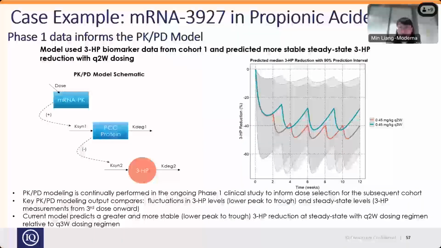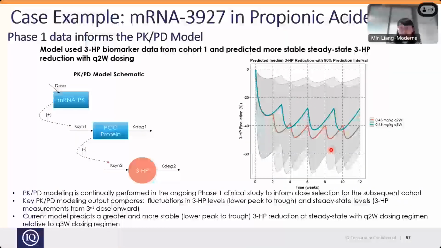PKPD modeling is continuously performed in the ongoing phase 1 clinical study to inform the dose regimen for the subsequent cohort. The simulation results were utilized to identify a lower peak to trough ratio of 3HP and a steady state 3HP concentration. So the current model predicts a greater and more stable 3HP reduction at steady state with a once every 2 weeks dosing frequency.